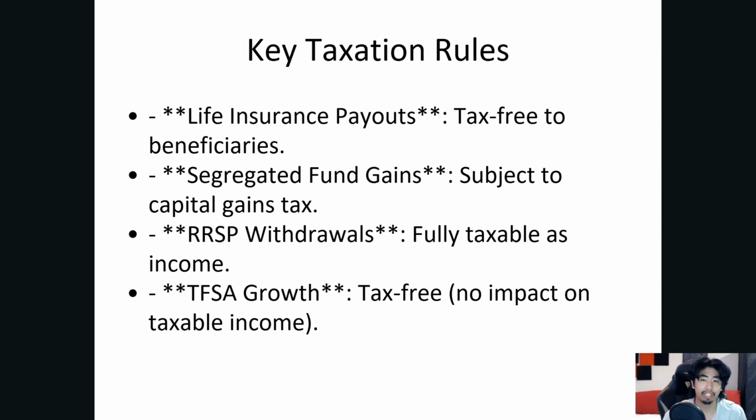Next, we have segregated fund gains. It says here subject to capital gains tax. So anything you gain from the market, let's say if you put in 100 and it went up to 200, you would have gained 100. And out of that 100, the government would take 50% of that, which is 50, and then tax that at whichever tax bracket that you're in.